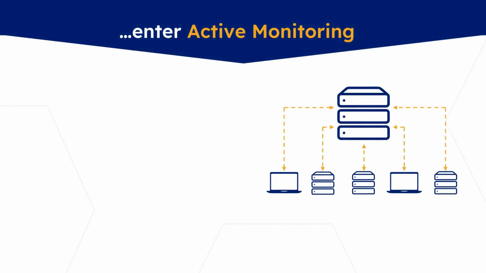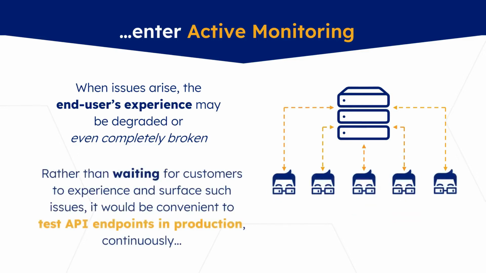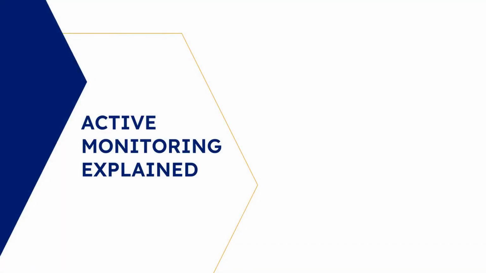So what happens when issues do arise in production? Well, the end user's experience may be degraded or even completely broken. For example, response time can be higher than expected. The response data can be incorrect, and maybe worst of all, an API can be unavailable altogether. Rather than waiting for users to experience and surface such issues, it would be convenient to test API endpoints in production continuously. And this is exactly where active monitoring comes into play.